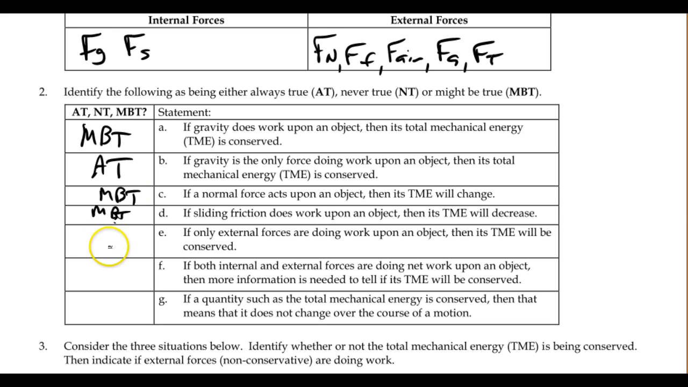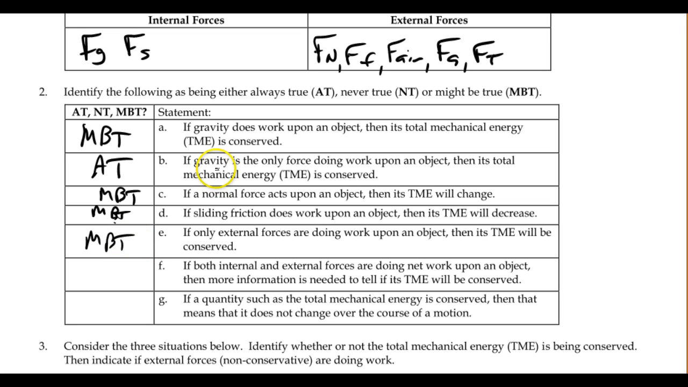E, if only external forces are doing work upon an object, then its TME will be conserved. Now again, that is a might be true. If you push forward with a force that's equal to the force of friction resisting you, the total mechanical energy is going to be increased by the applied force and decreased by the friction, so the total will actually be conserved. So it might stay conserved with external forces acting, but it certainly will not always be true.